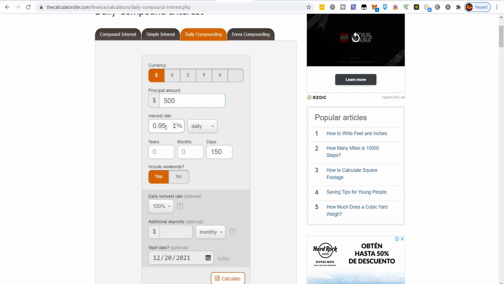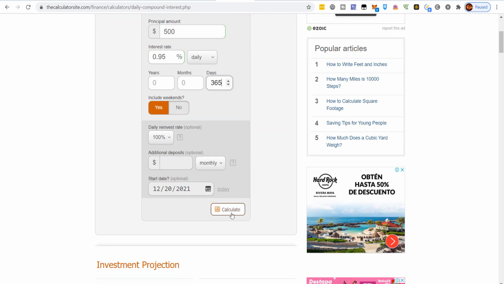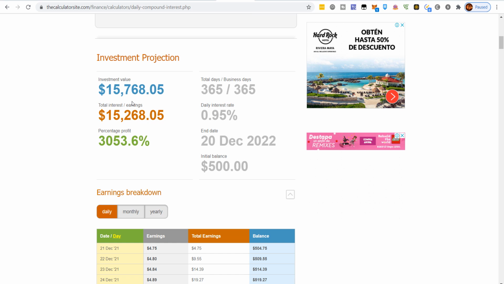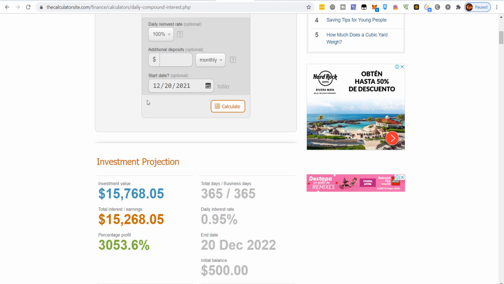So let's just say that we're compounding at a rate of 0.95% per day. Let's say that we do that for 365 days, right? One year, 365 days. Just to show you what that would turn into, that's 15,768 Drip per day.